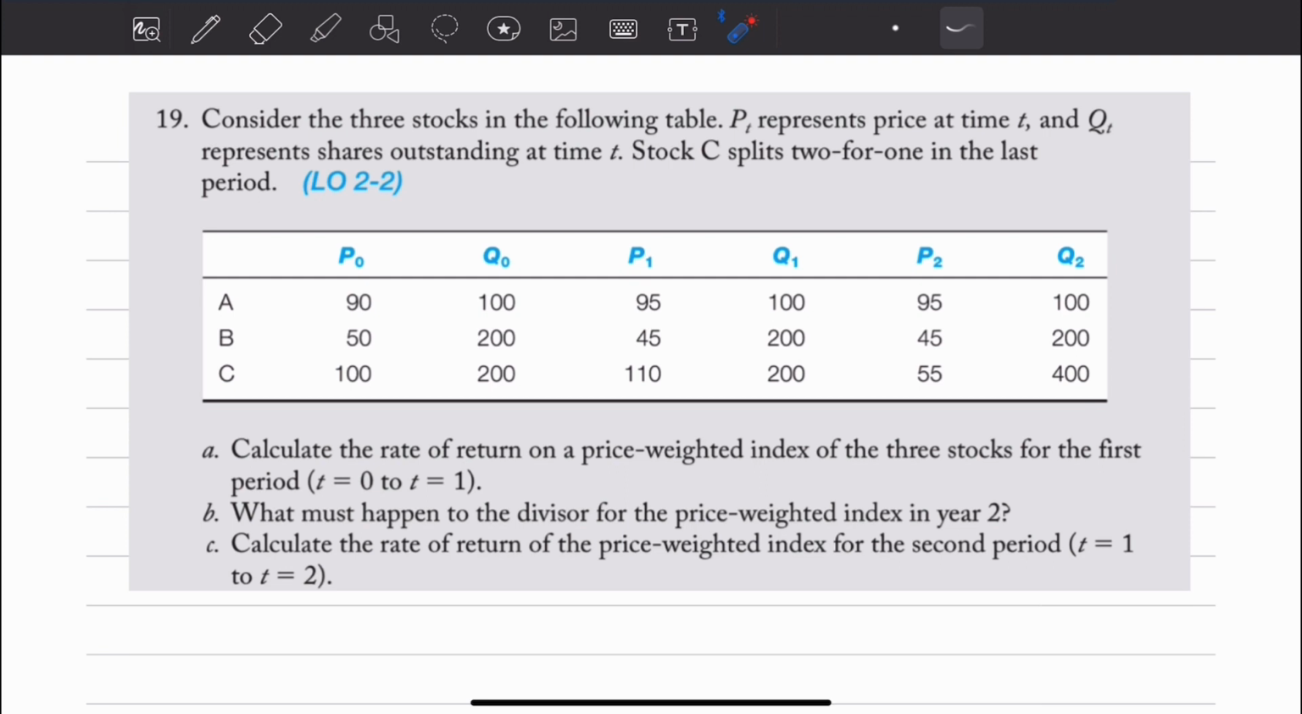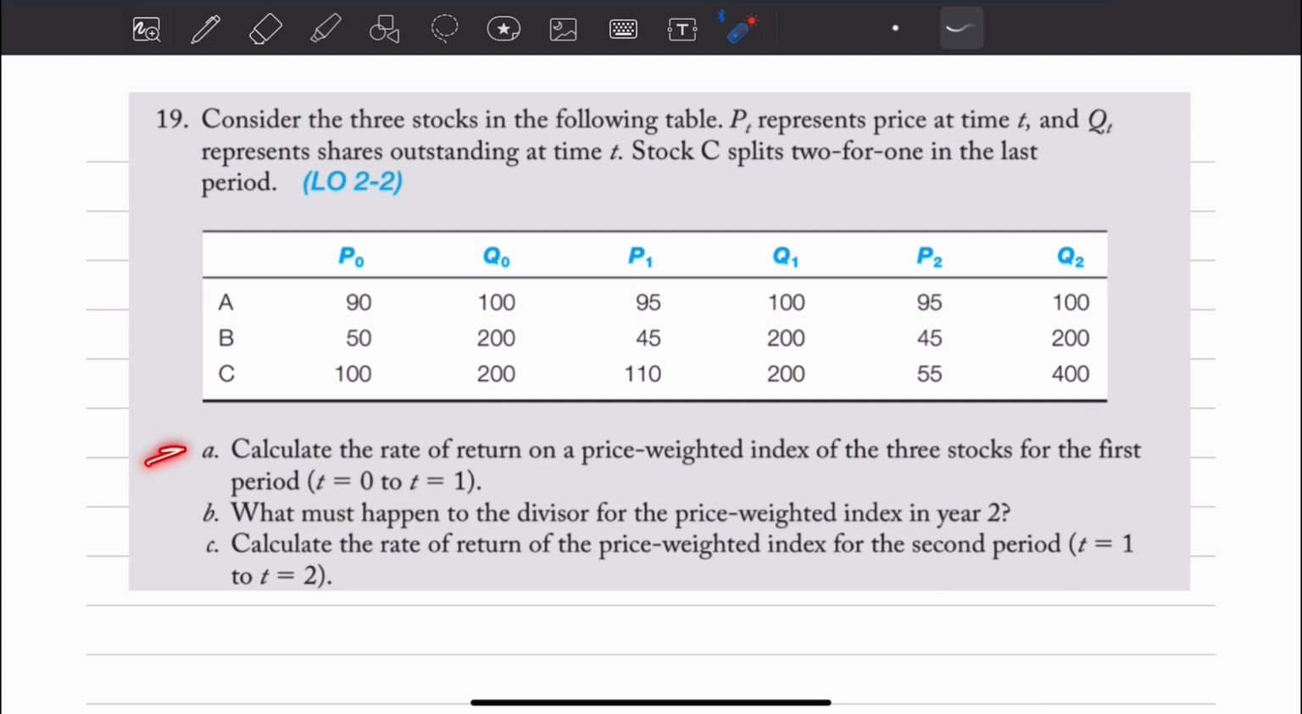It says, consider the three stocks in the following table. Price at time t represents price at time t, and QT represents shares outstanding at time t. Stock C splits 2 for 1 in the last period. So you're going to need to notice that this last stock had a stock split in the last period between time 1 and time 2.